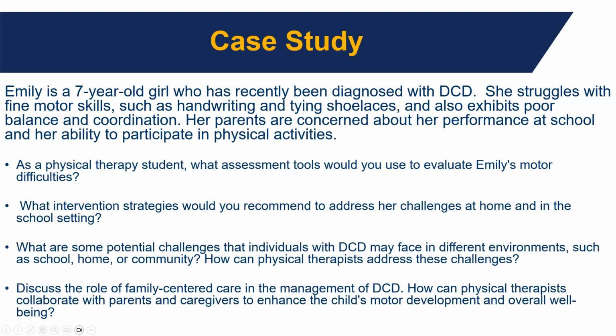Emily is a 7-year-old girl who has recently been diagnosed with developmental coordination disorder. She struggles with fine motor skills such as handwriting and tying shoelaces, and she also exhibits poor balance and coordination. Her parents are concerned about her performance at school and her ability to participate in physical activities. So go ahead and take some time now to talk with each other about the different strategies and interventions that you would use for Emily.